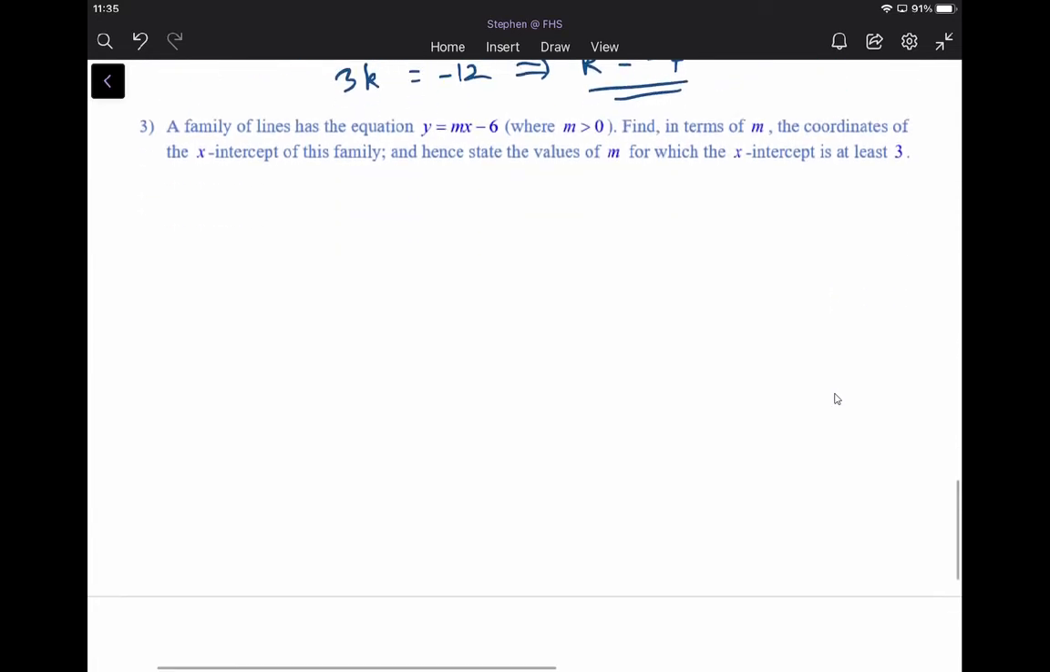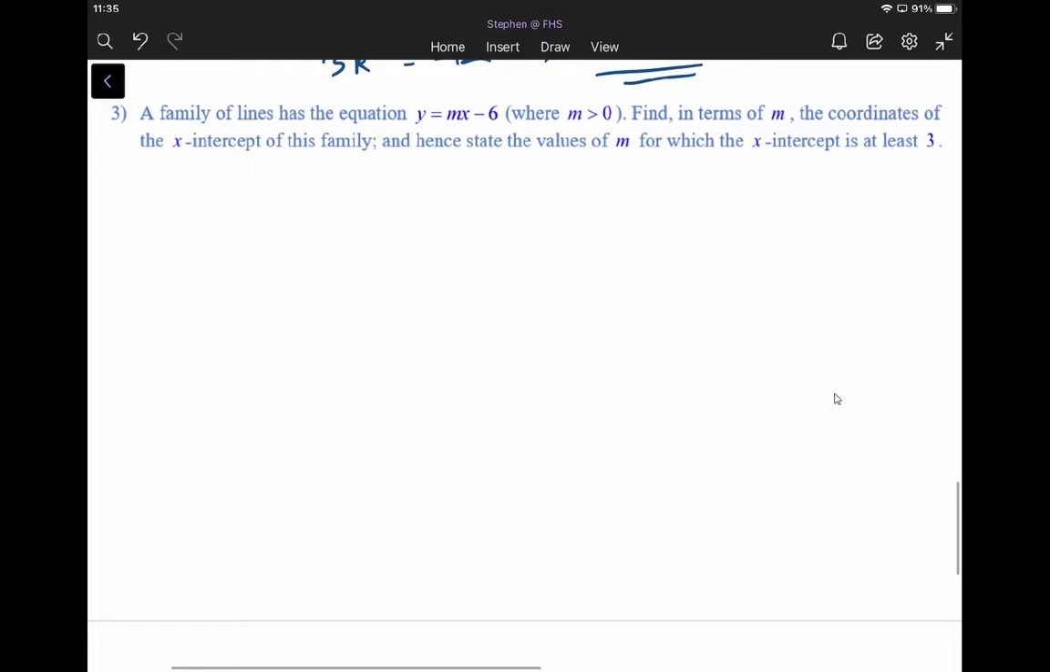Let's move on to our very last example. Okay, this one is a bit trickier than compared to the previous ones, but just pay attention to what is going on here. Understand each step, and it's not too bad. So, a family of lines has the equation y equals mx minus 6, where m is greater than 0. So, we have to be careful over here.